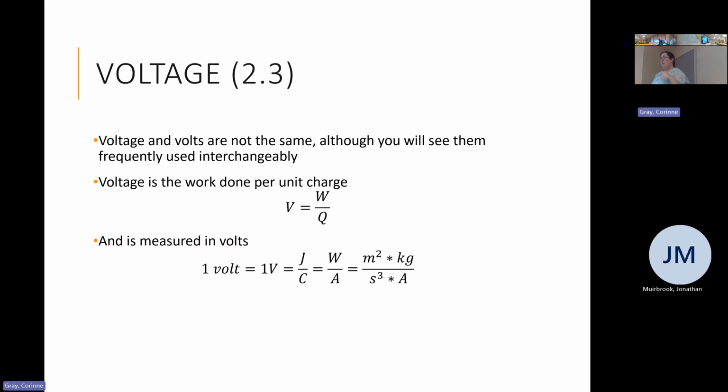Something you are probably going to hear me say in this class has to do with the fact that physics doesn't call it voltage. Physics calls it the electric potential.